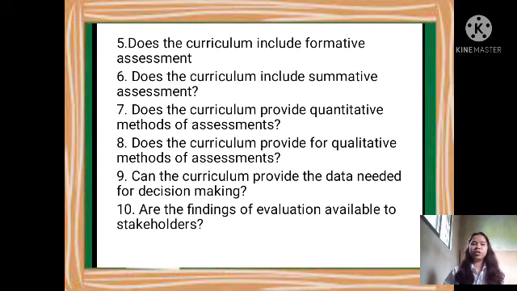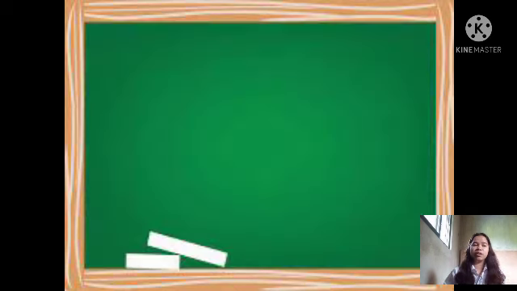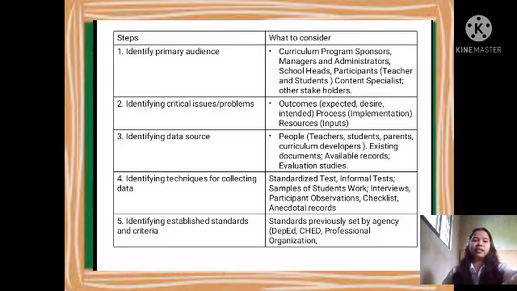Whatever models of curriculum evaluation are to be used, a simple way of curriculum evaluation process, 1983, suggests the following steps. So, steps in conducting a curriculum evaluation. First column are the steps, second is what to consider. So first step, identifying primary audience: curriculum program sponsors, managers, and administrators, school heads, participants, teachers and students, content specialists, other stakeholders.